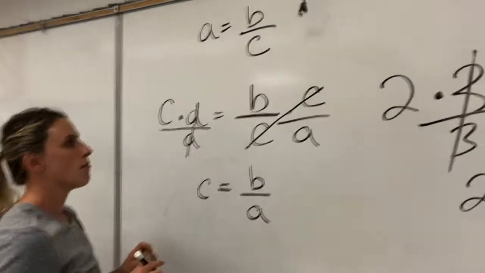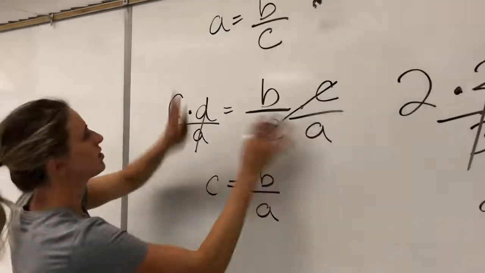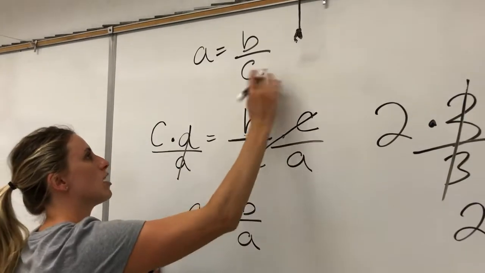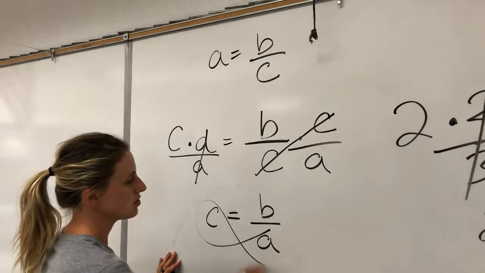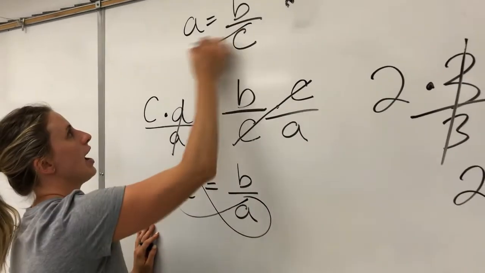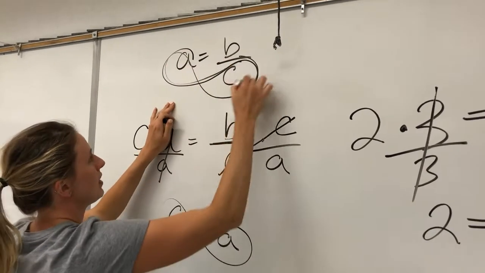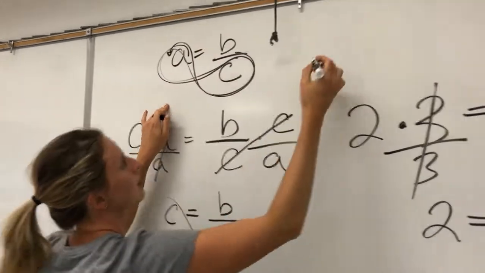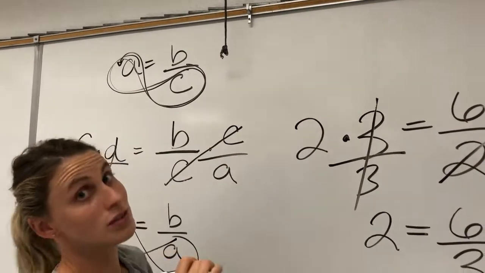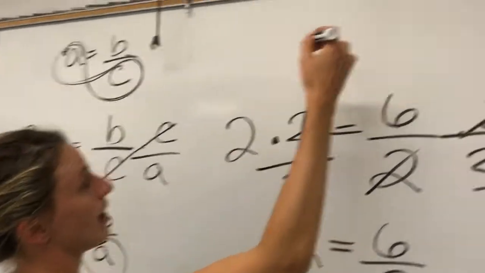So what you can remember to do, instead of doing all this work, if you're trying to solve for the variable at the bottom, I just flip them. What does that mean? I'm going to put the A down here and the C up here. Does that work with the numbers? You bet it does.